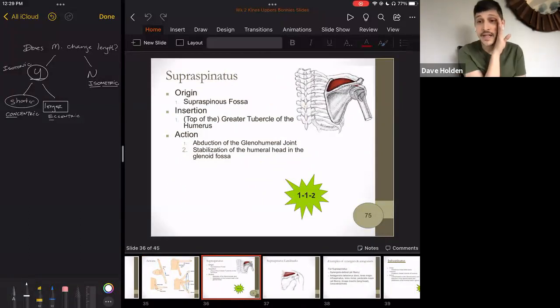Side note, I love the names of the rotator cuff muscles. The names tell you exactly what is going on with them. I love it. The supraspinatus originates in the supraspinous fossa of the scapula.